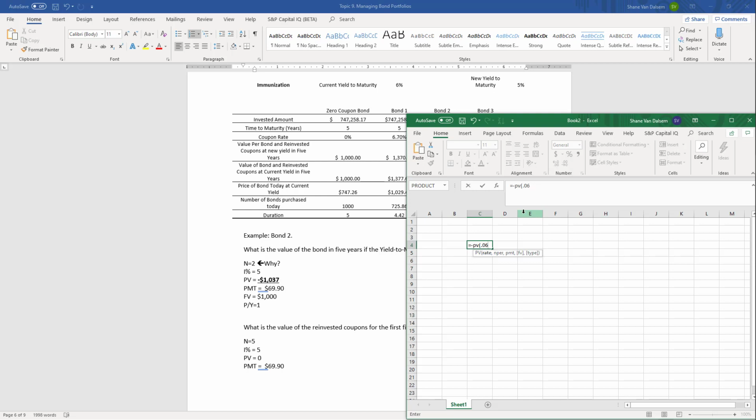That's my current yield to maturity right up here. My number of periods is 5. My payment is 0 because it's a zero coupon bond. My future value is 1,000. And then I'm not going to worry about that type. That type is important if you have an annuity due, but for all these problems, they're going to be regular annuities. And actually I need to put in not 1,000 but 1,000,000, and I get 747,258.17.